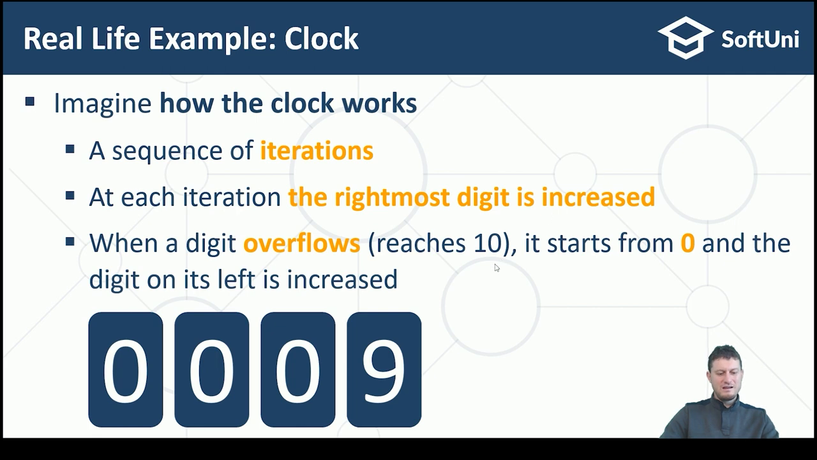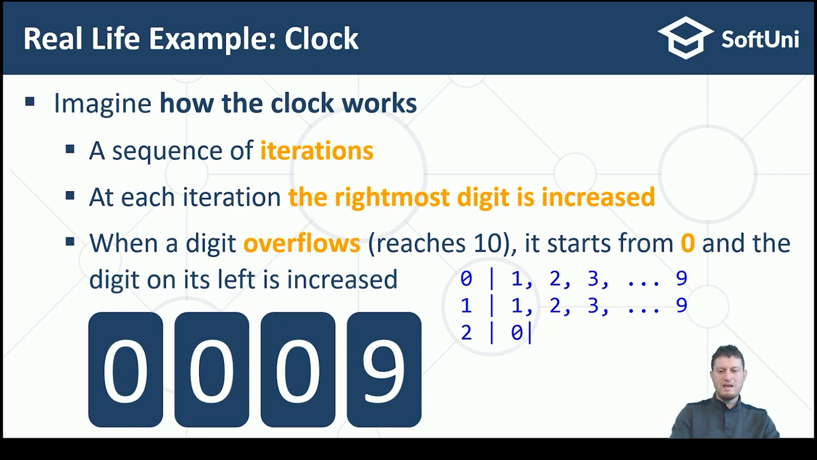It will be something like this one. We'll have 0 at the start followed by 1, 2, 3 until 9. Then we'll have 1 at the start followed by 0, 1, 2, 3 until 9. Then we'll have 2 at the start followed by 0 to 9. It should start from 0 here also. It's my mistake. And this continues until this reaches 9 followed by the numbers from 0 to 9.